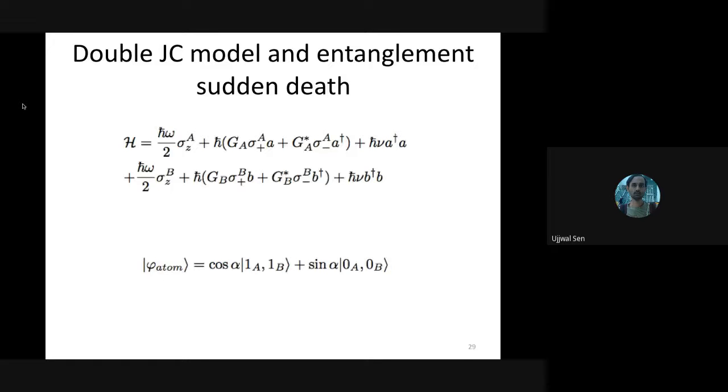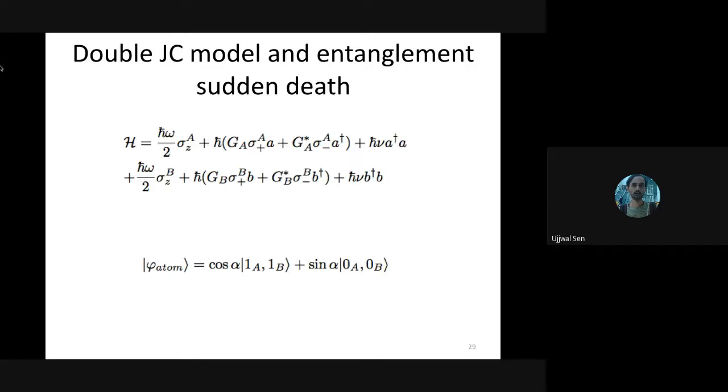So we have considered until now what is called the Jaynes-Cummings model. It's essentially the single Jaynes-Cummings model. What do we mean by single? It means it's a single atom and a single cavity. Now we will change our topic a little, and we will consider something that is called a double Jaynes-Cummings model. A double Jaynes-Cummings model is 2 cavities and 2 atoms inside them.